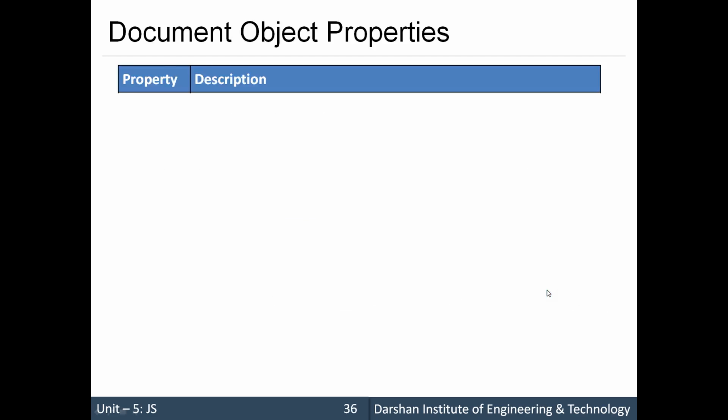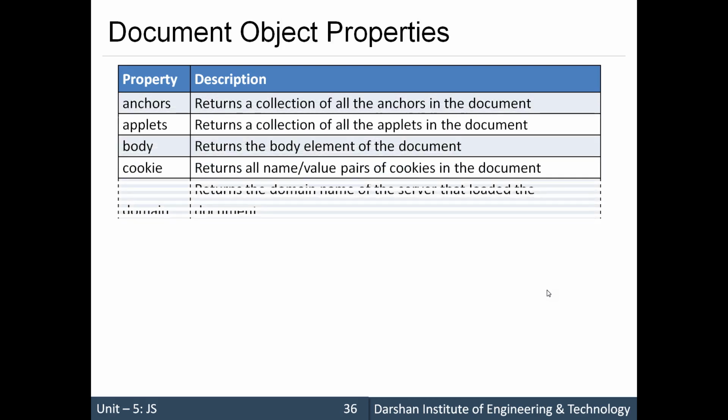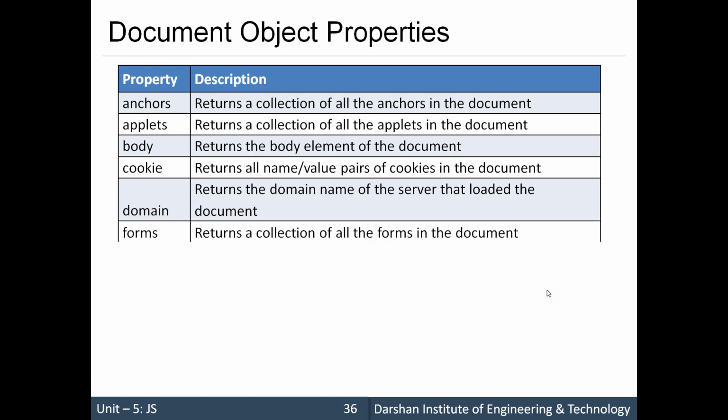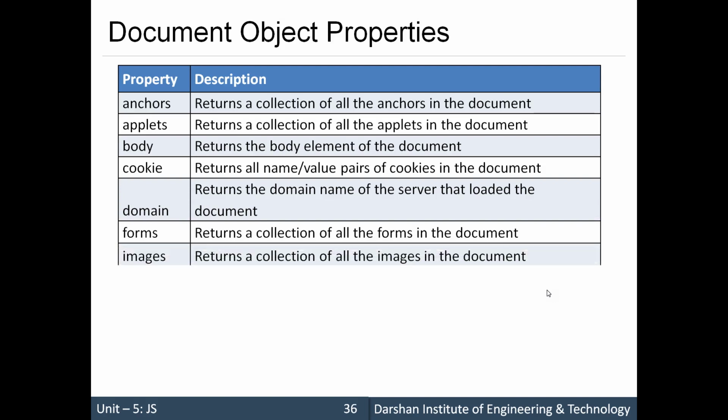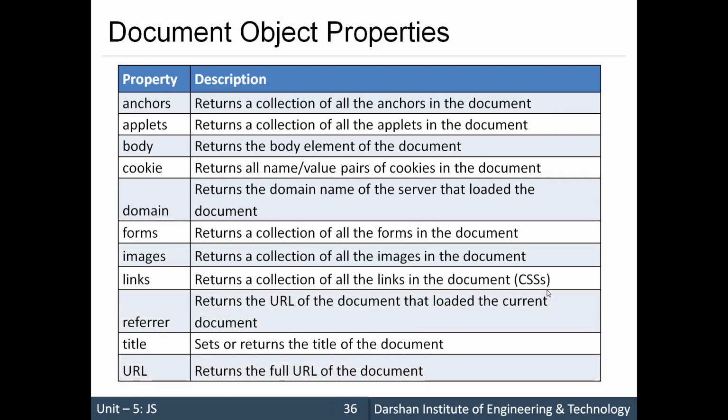We'll see navigator, location, history, and screen as and when required. So there are certain properties of the document object. We'll see the properties and then we'll see the methods of the document object. The properties are anchors, applets, body, cookie, from which we'll get all the cookies, domain, and forms. If there are forms inside our document, we can access them using the forms property. Then images, links, referrer, title, and URL. We'll see everything in detail, but initially we'll start with the links.